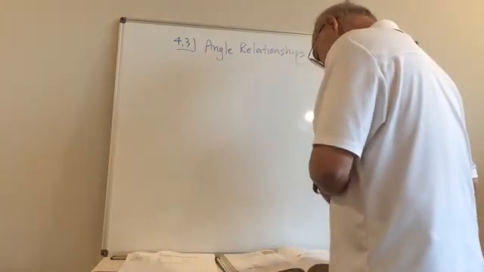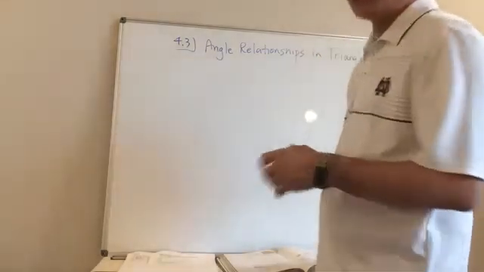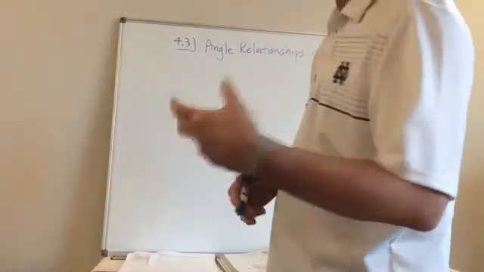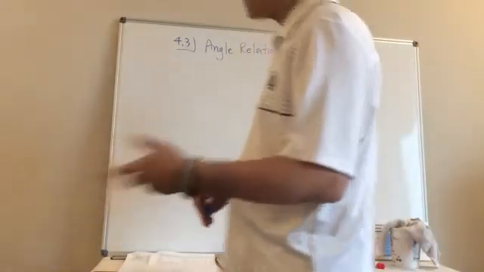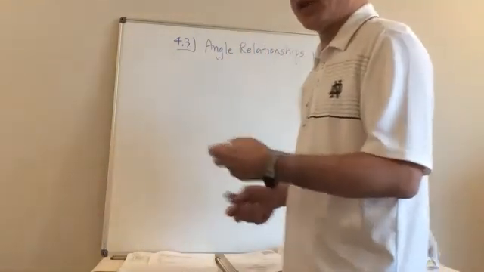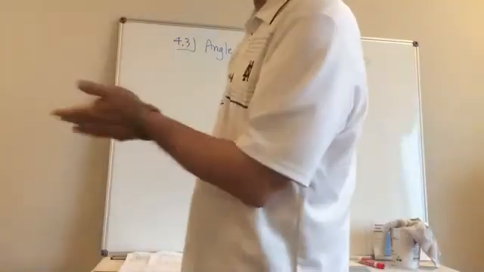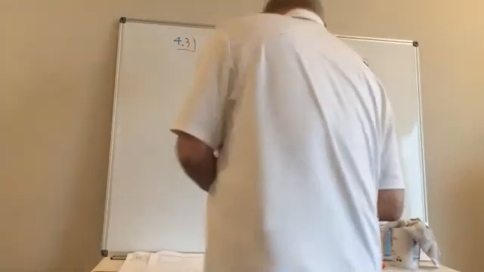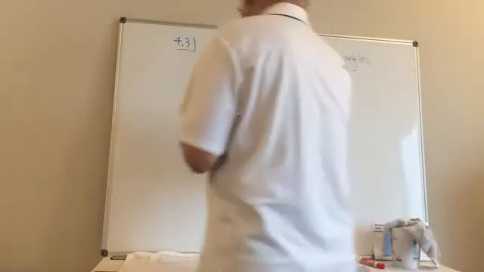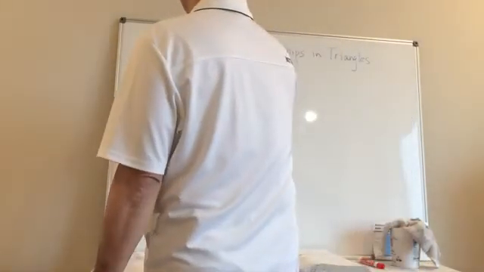So you don't get fooled when it says equiangular, right? Equiangular is also equilateral, which means the sides have to be the same also, right? Okay, so let's look at example number 2.